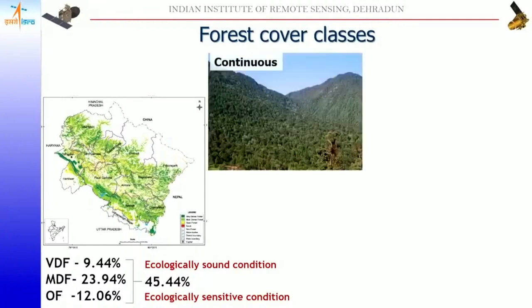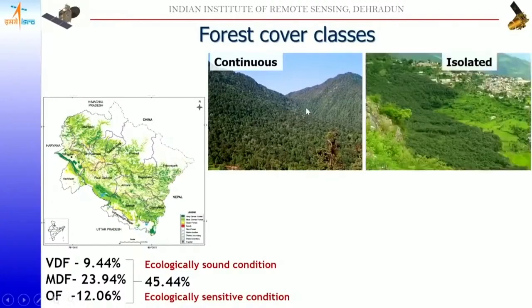If you see the different canopy cover classes in real conditions, the continuous or dense forests are obviously very good for rich biodiversity in any area. These are examples of the same forest with different classes, and this is an isolated patch, a dense patch, but isolated. So the value for biodiversity will be more in a continuous and dense patch as compared to an isolated patch.